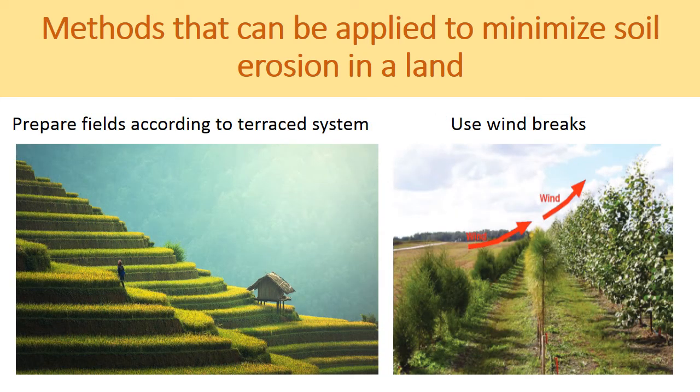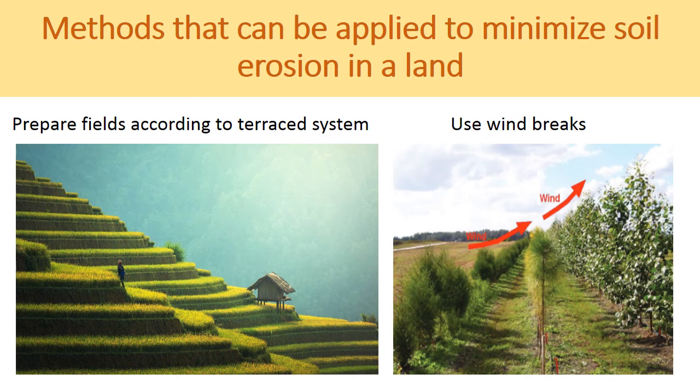The other method used to prevent erosion is preparing the field according to the terrace system. So what is a terrace? A terrace is just like steps. They are built on the slopes of the mountain. That is called a terrace system. This will help to prevent soil from being washed away by the rain, and it will help to retain the soil nutrients. So children, mostly they use this for paddy cultivation to grow rice.